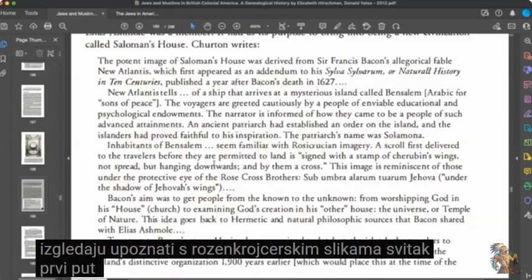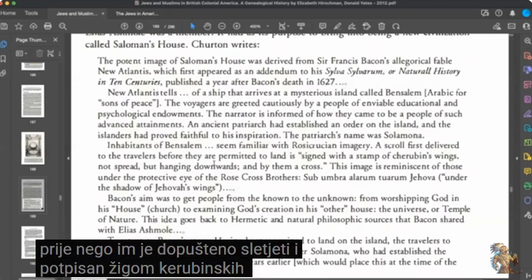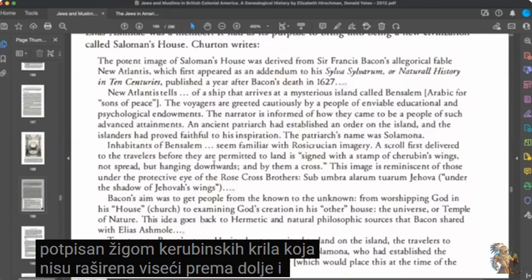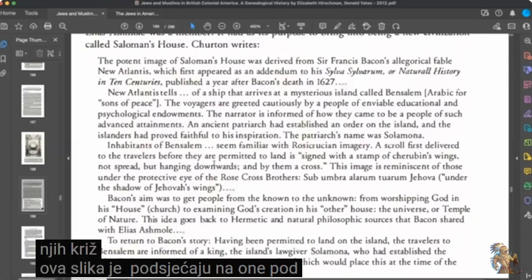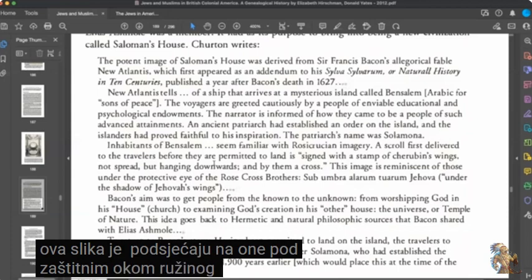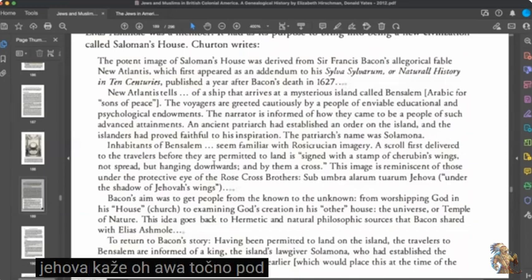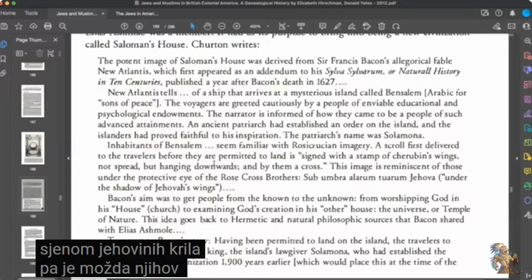A scroll first delivered to the travelers before they are permitted to land is signed with a stamp of cherubim wings, not spread but hanging downwards, and by them a cross. This image is reminiscent of those under the protective eye of the Rose-Cross brothers, sub umbra alarum tuarum. Jehovah, it says, or Hawa, right? Under the shadow of Jehovah's wings. So maybe they're Jehovah, huh?